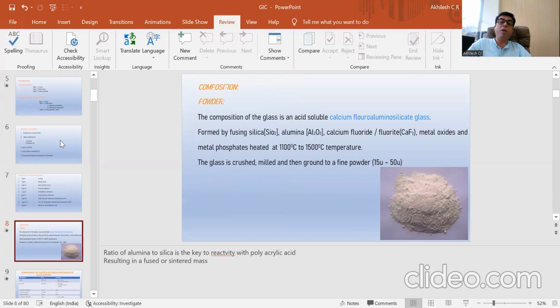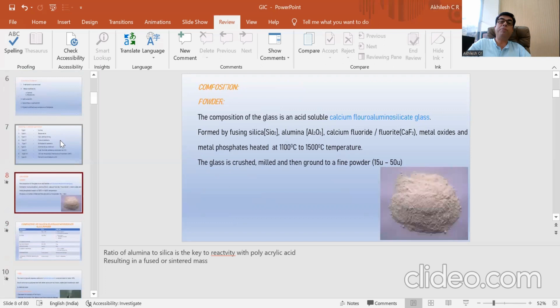In the composition, we have a powder and a liquid. The powder part is glass, an acid soluble calcium fluoroaluminosilicate glass. It is formed by fusing silica, alumina, calcium fluoride, metal oxides, and metal phosphates, heated at 1100 to 1500 degrees centigrade. This glass is crushed, milled, and then ground into a fine powder.